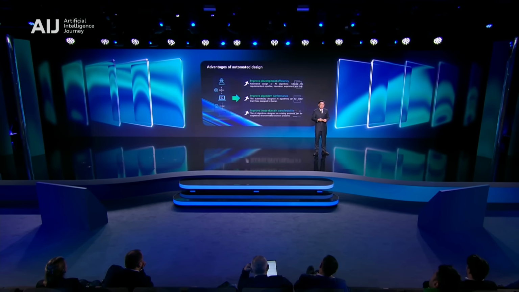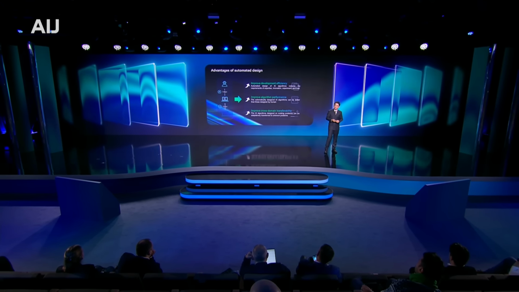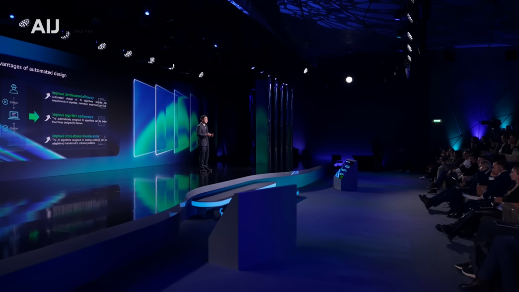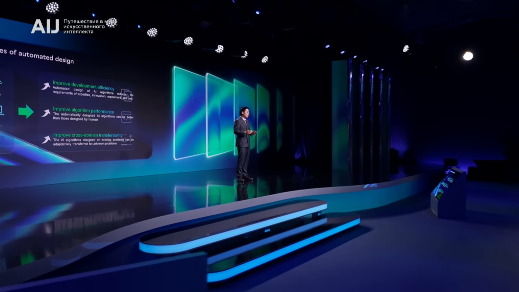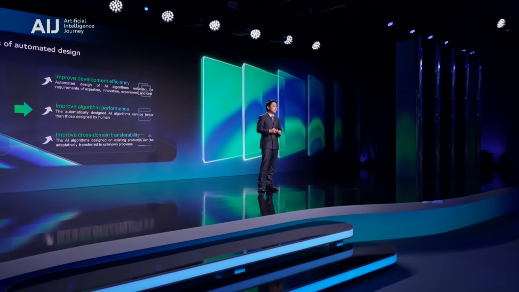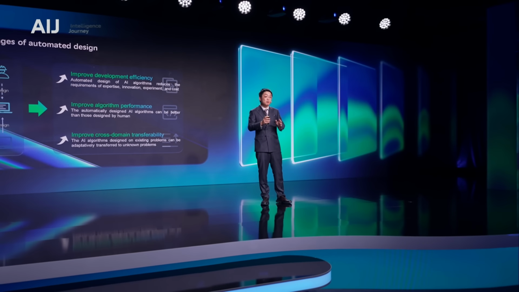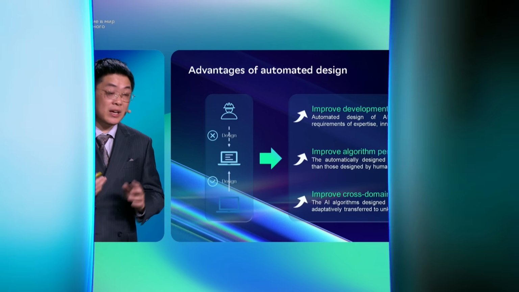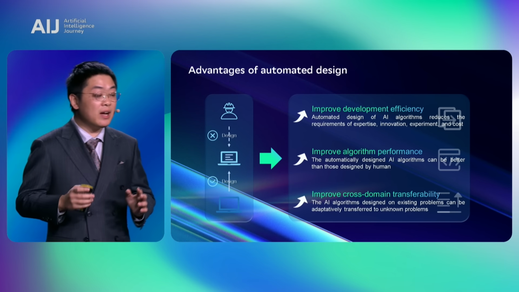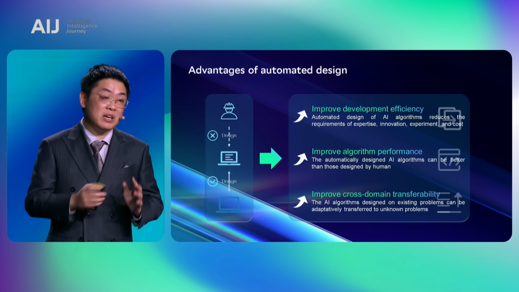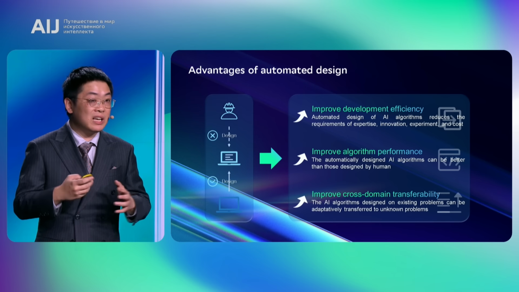The automated design has several advantages. The first one, it can improve the development efficiency. The automated design of AI algorithms reduces the requirements of expertise, innovation, experiment, and cost. Second, the automated design methods can improve the algorithm performance, because the automatically designed AI algorithms can be better than those designed by humans. They can break through the design limitations of human experts. Third, it can improve the cross-domain transferability, since the AI algorithms designed on existing problems can be adaptively transferred to be used in other problems.